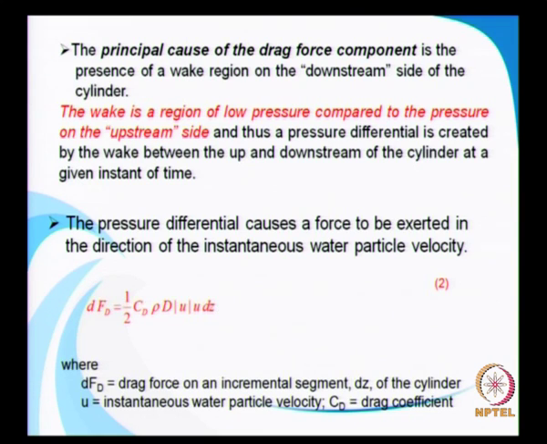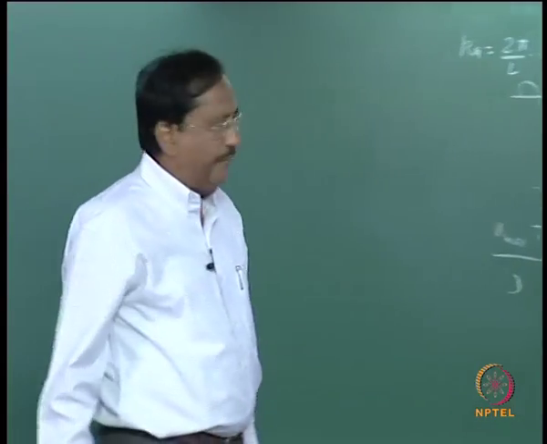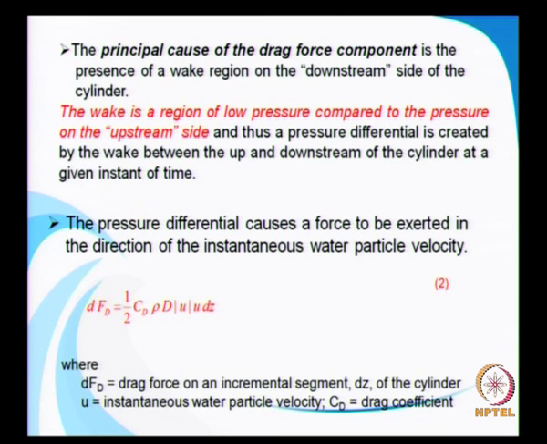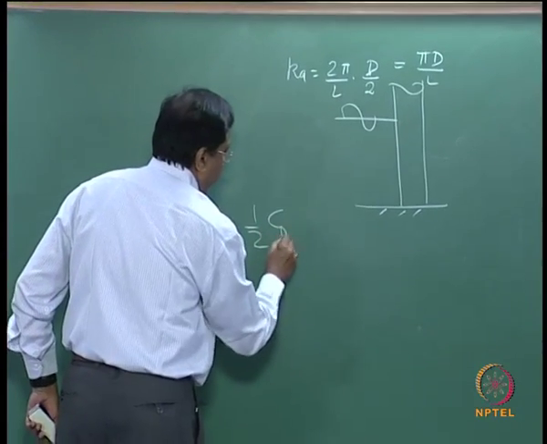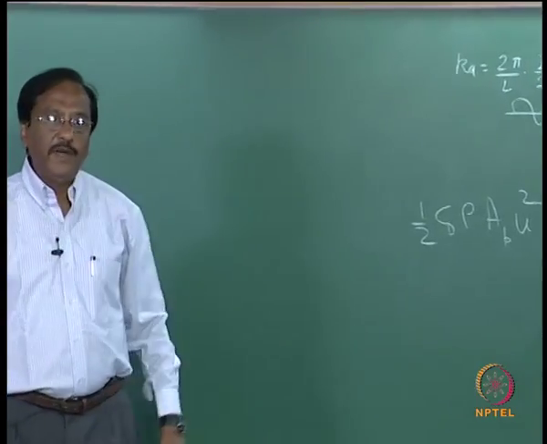The pressure difference causes a force that will be exerted on the cylinder, and it will be in the direction of flow taking place. So, you have half into CD into rho into D into absolute of U into absolute of U. So, this is one important thing which you need to remember. You look at the absolute value. As I have said earlier, the drag force is half into CD into rho into projected area into U square. Am I right? This is the usual way of evaluating the drag force.